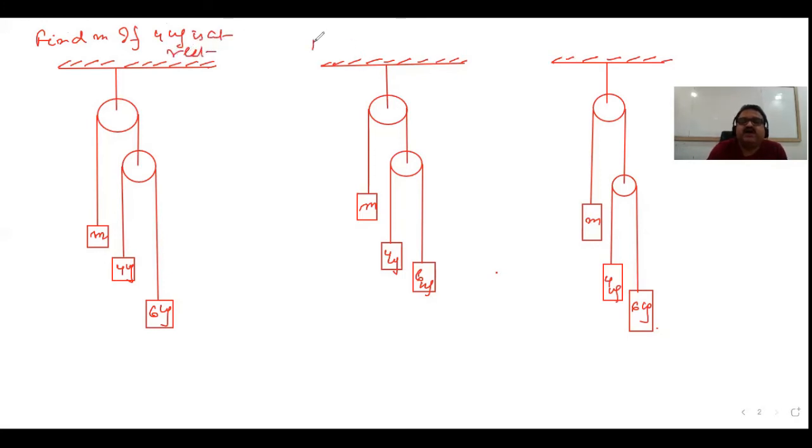Number 2, find M if 6 kg is at rest. Next, the last question is, find M if M is at rest.